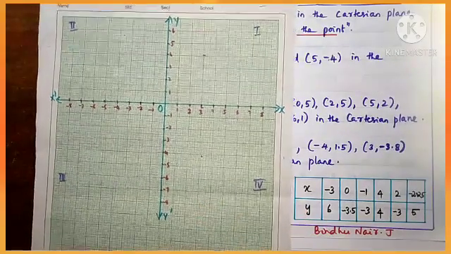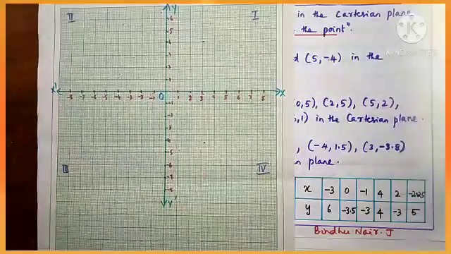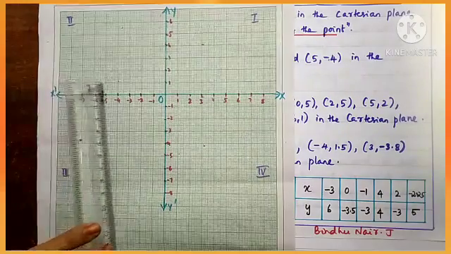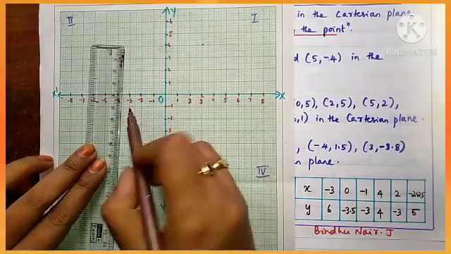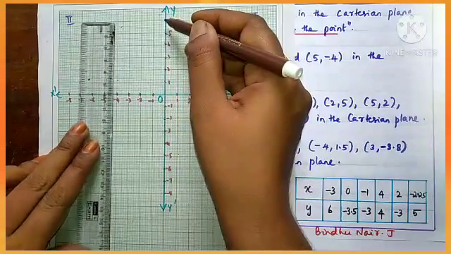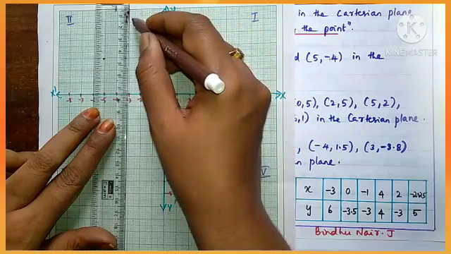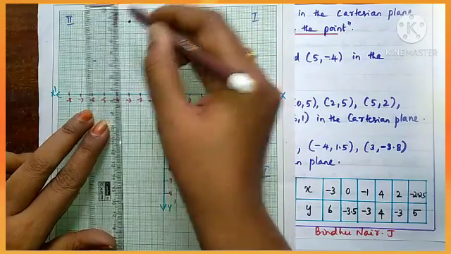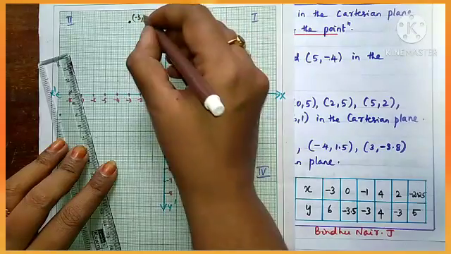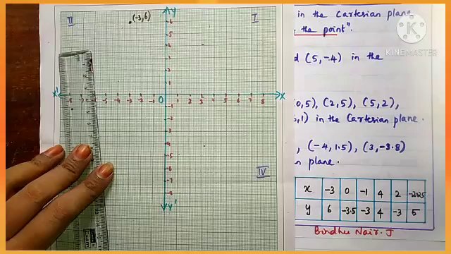Okay, so x is negative and y is positive. So which quadrant children? It will come in the second quadrant. So x minus 3. Where is x minus 3? This one. And y is 6. Y is 6 will come here. So x minus 3 and y is 6. So this is the required point. Put a dot there and write x minus 3 and y is 6. Understood?